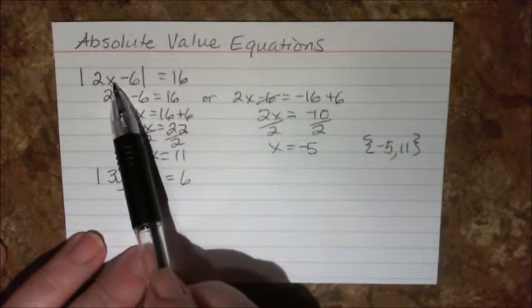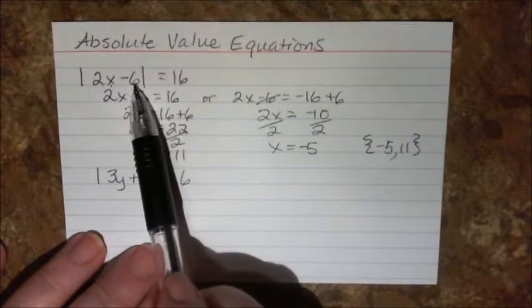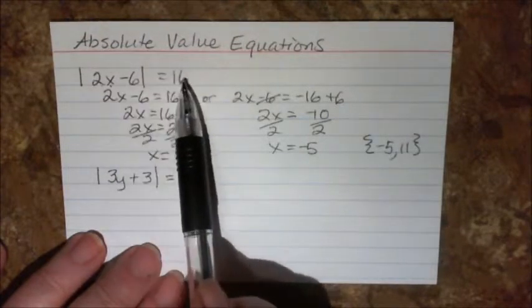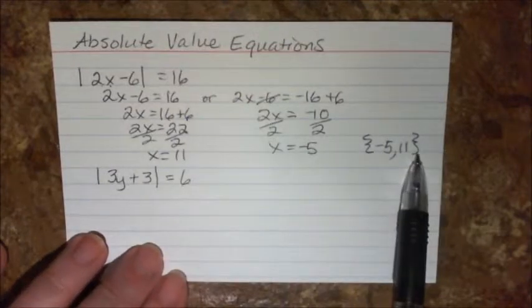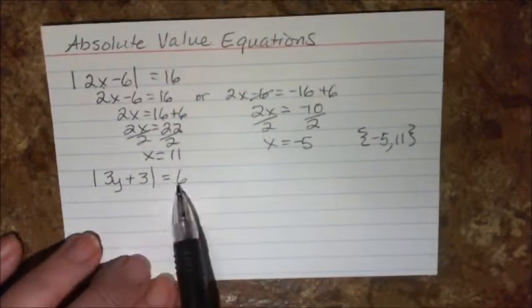2 times 11 is 22. 22 minus 6 is 16. The absolute value of 16 is 16. That's true. So we know this is a correct solution set. Let's try that again on this one.